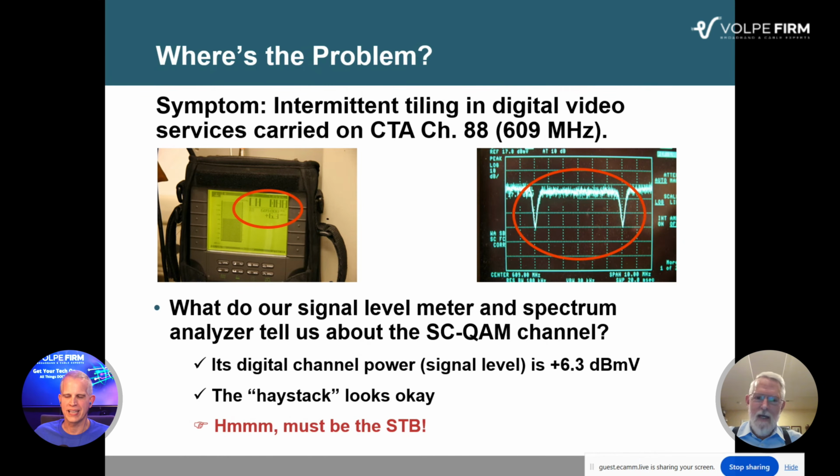No. We can't just replace the set-top box and fix the problem. That's what happens sometimes. All too frequently. Just replace the set-top box. But you don't know. You can't tell from this what's going on inside the haystack.